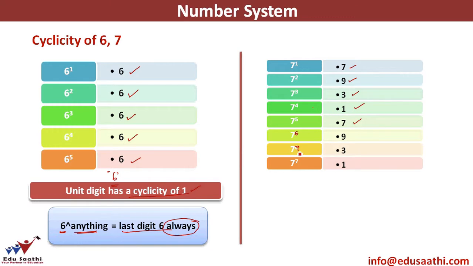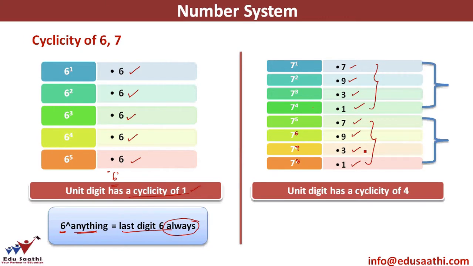The powers have been written wrongly. Yeah. 7 raised to power 6 ends up with 9. 7 raised to power 7 ends up with 3. And 7 raised to power 8 would end up with 1. So if I look at the case of 7, I would observe that there is a cycle size of 4 which is there. 7, 9, 3, 1, 7, 9, 3 and 1. So unit digit 7 has a cyclicity of 4. It has a cycle size of 4.